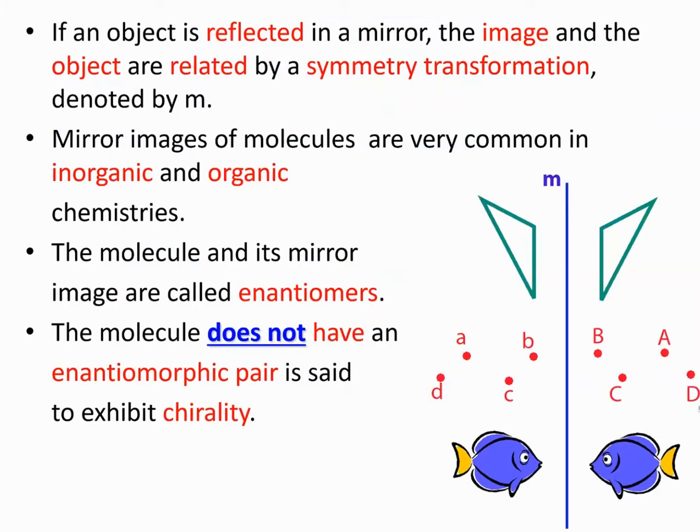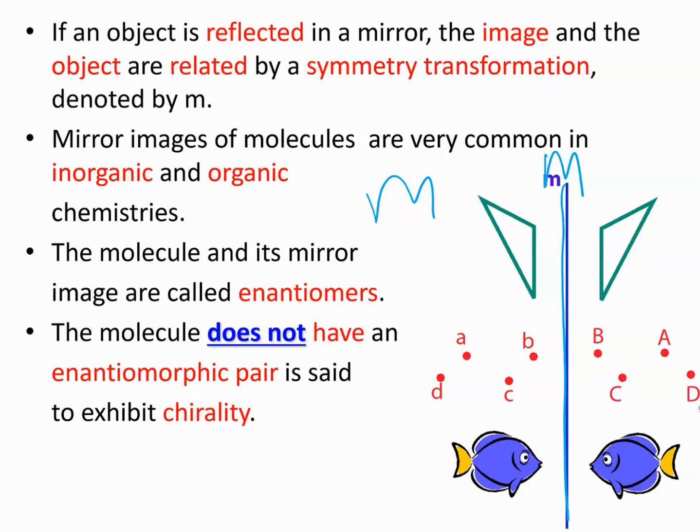So if an object is reflected in a mirror, the image and the object are related by a symmetry transformation. And then we write it as M, as I mentioned just now. For the mirror, we just put one straight line, and then we put the symbol M to indicate that it's a mirror plane.